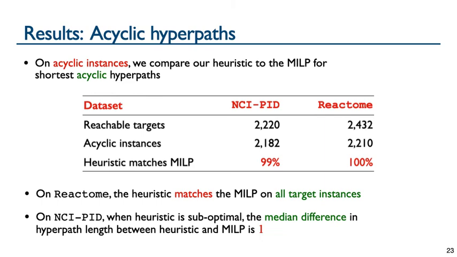In the few instances from NCIPID where the heuristic was suboptimal, it was very close to optimal. The median difference in hyperpath length, which is the number of hyperedges in the hyperpath, between the heuristic and the shortest hyperpath from the MILP was only one hyperedge.